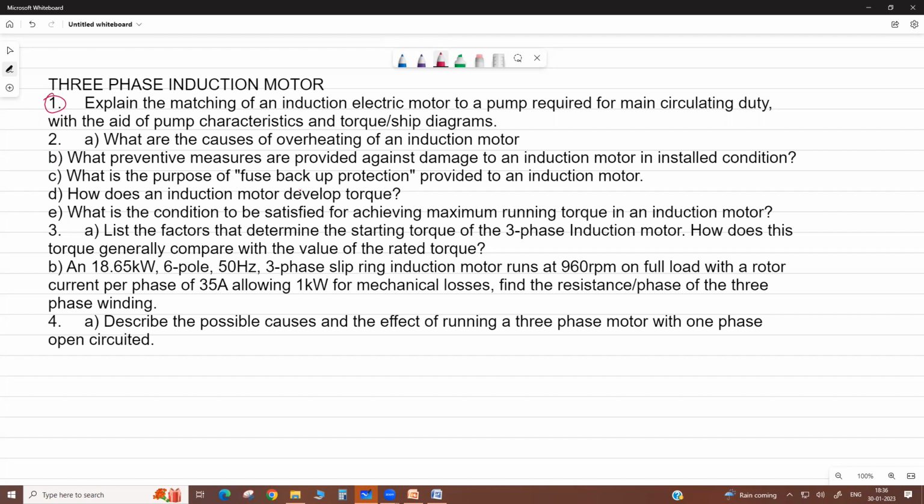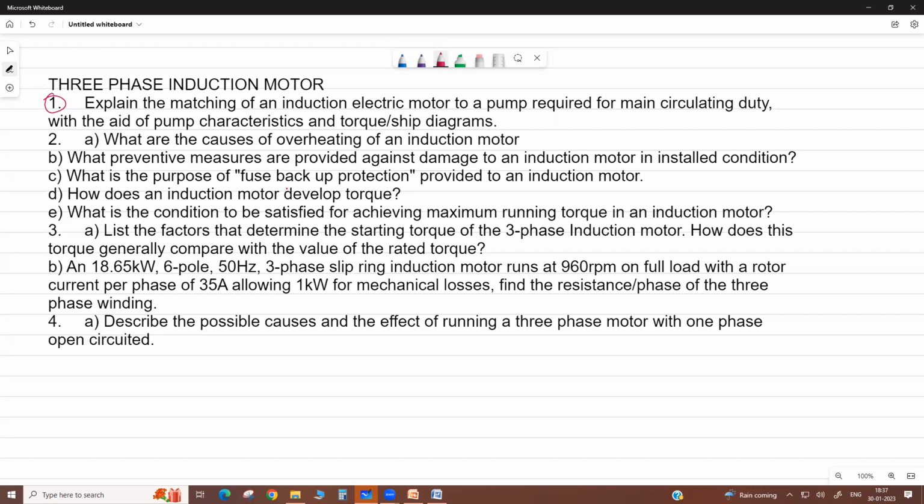What is the purpose of fuse backup protection provided in an induction motor? Like there are overload and under voltage relays. Overload protection is there, but we also use a backup protection. If suppose your overload relay does not trip, then your fuse will prevent the motor from excess current or overheating. So we use a fuse as backup protection.